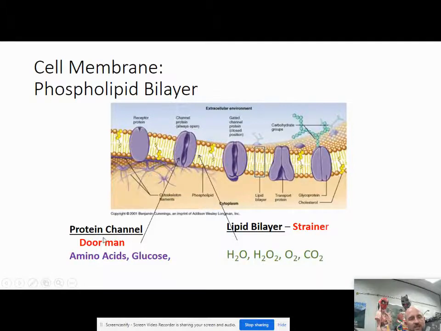So these are protein channels. They're the doormen, right? So they're in this phospholipid bilayer, and some things are going to allow amino acids and, say, glucose in. Okay, the layer right here, this just fluid mosaic thing of fatty acids, it'll allow water to go freely through it, hydrogen peroxide, oxygen, carbon dioxide, all these things can just diffuse right through the membrane.